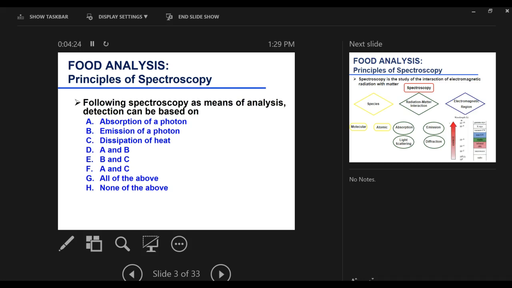Sometimes it's only dissipation of heat, sometimes it's a mixture of emission of light and dissipation of heat. But the dissipation of heat is so minute, you cannot measure it. It's not measurable. So although it happens after the molecule or what have you absorbed light, it will go back to the ground state and it will dissipate heat, but it's not measurable. So when we are determining the presence or trying to detect a compound, we use something that is measurable, either absorption or emission. Okay.